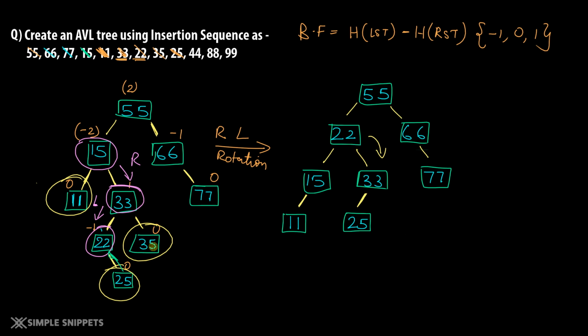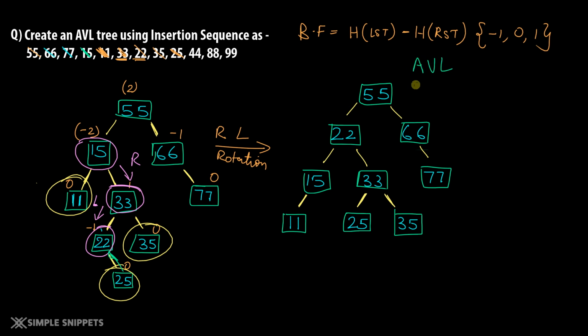And what about 35? So 35 was the right child of 33. Is there anything towards the right of 33? No. So 35 will be attached as it is towards the right of 33. And this, my friends, is now again a balanced binary search tree, and hence it is considered as an AVL tree.